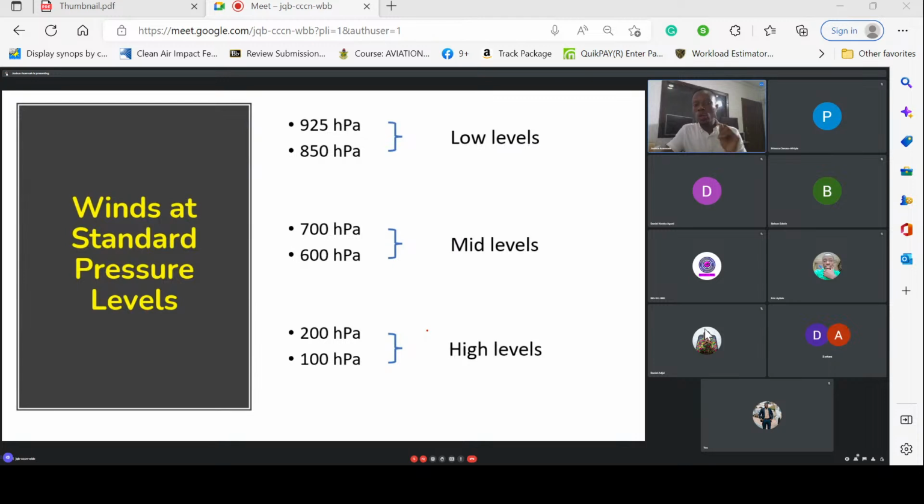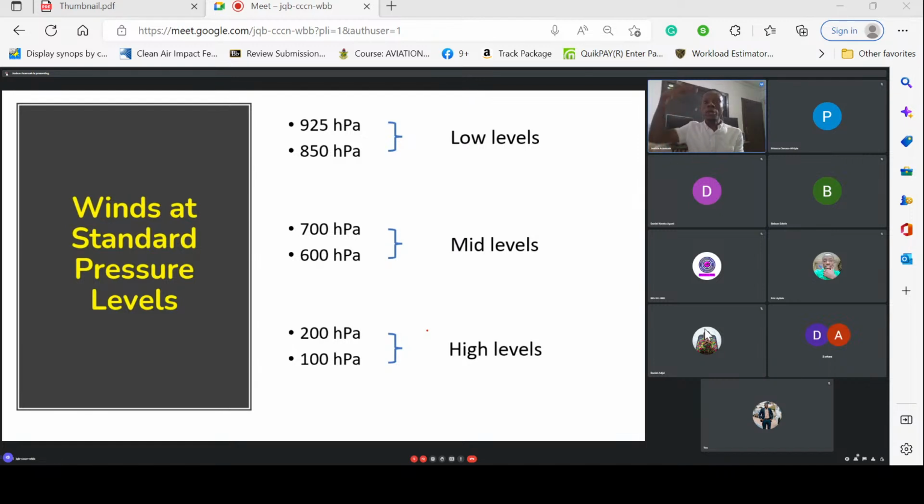We use 925 and 850 to tell how deep the convergence or moisture is at the lower levels. If these cyclonic or convergence or lower cyclonic flows are reflecting on the 700 hectopascal level, it's telling you that the convergence is actually deeper, so from the surface to the mid levels.